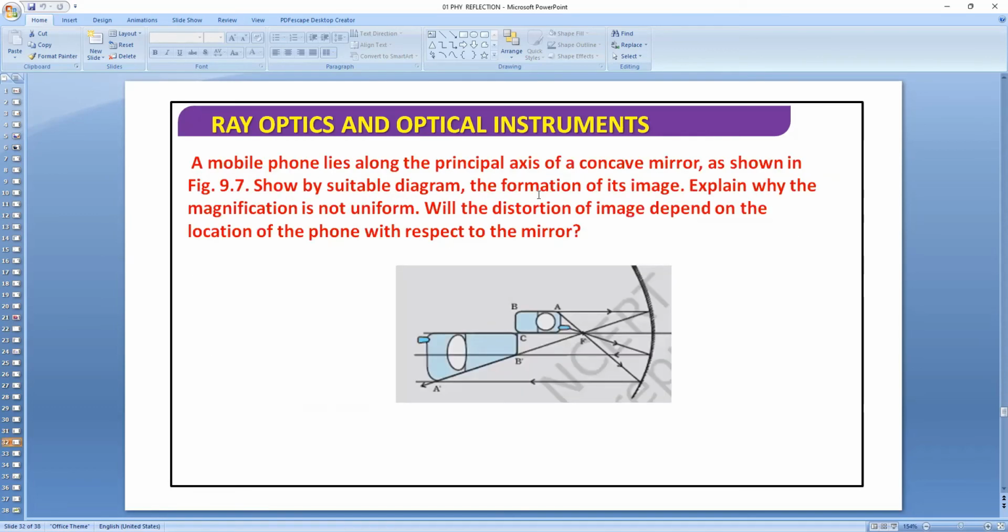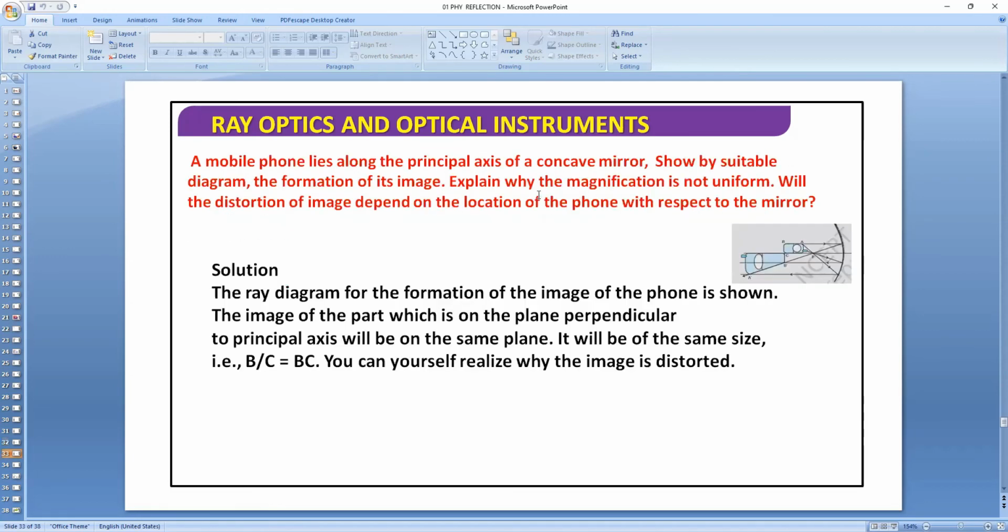Next question. A mobile phone lies along the principal axis of a concave mirror as shown in the diagram. Explain why the magnification is not uniform in the formation of its image. Will the distortion of the image depend on the location of the phone with respect to the mirror?